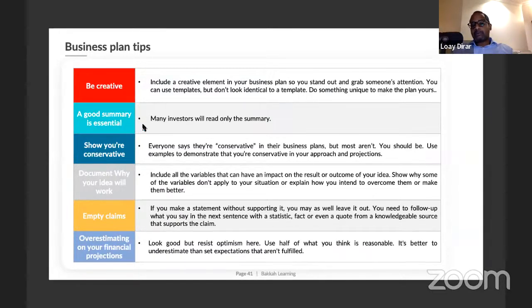A good summary is essential. Many investors read only the summary. That's why you need to pay attention to the executive summary. Make sure that you spend enough time in developing the most attractive executive summary.